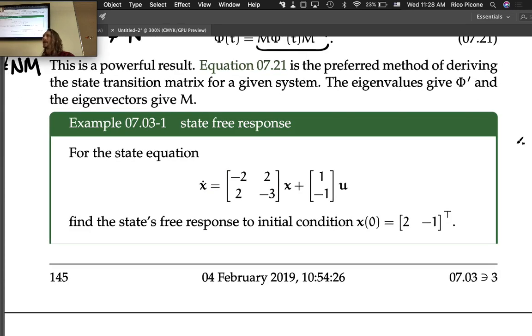I have one more lecture on this chapter, and it's an example. Okay.